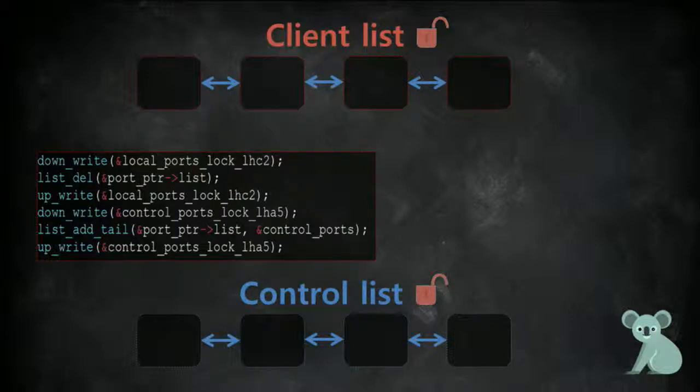That's because we modified the list. And then we take the object out from this list. Then we unlock the client list. We lock the control list. We add our object to the control list. And then we unlock the control list.